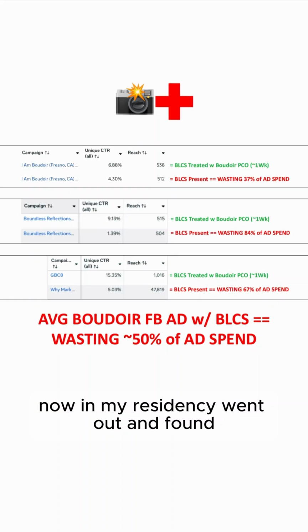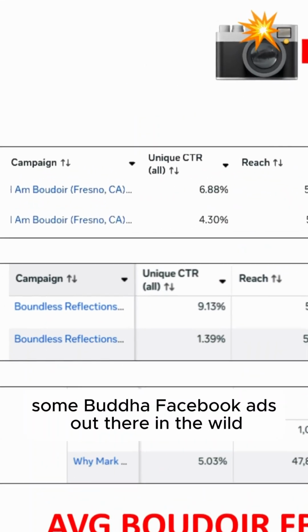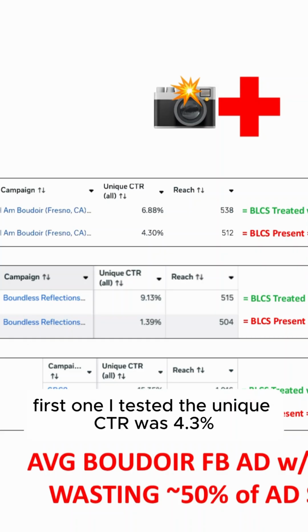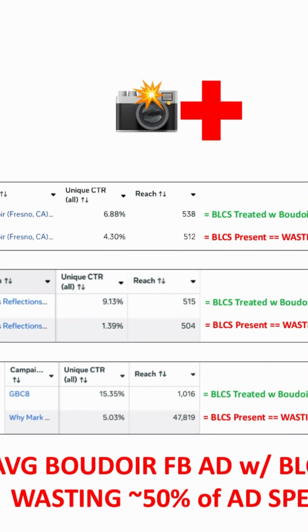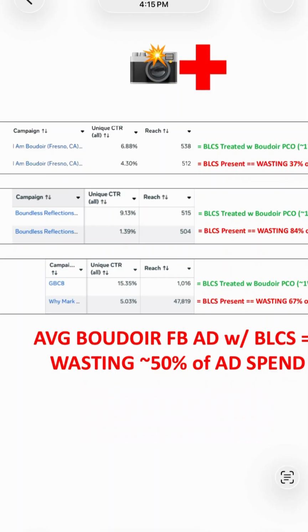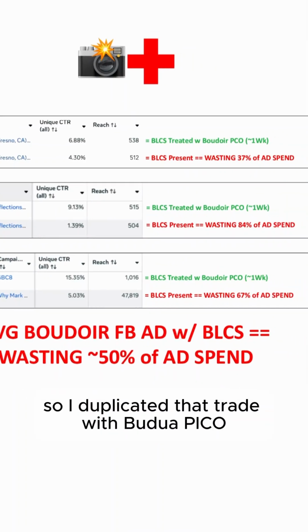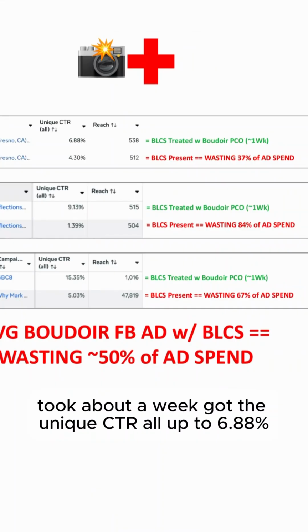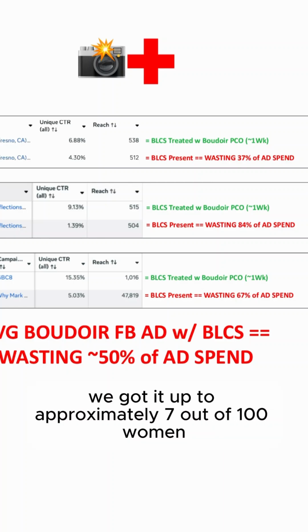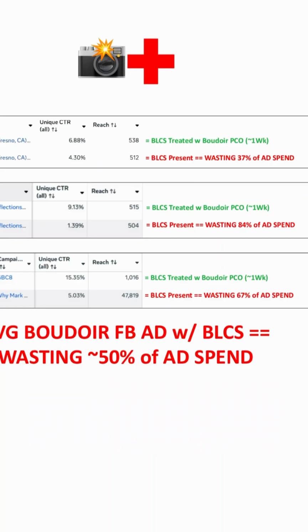Now, in my residency, I went out and found some Boudoir Facebook ads in the wild. The first one I tested, the unique CTR all was 4.3%. We know that's under 6%, so we know that BLCS is present. So I duplicated it and treated it with Boudoir Pico. It took about a week, and I got the unique CTR all up to 6.88%. So way better. Instead of about 4 out of 100 women clicking somewhere in the ad, we got it up to approximately 7 out of 100 women.